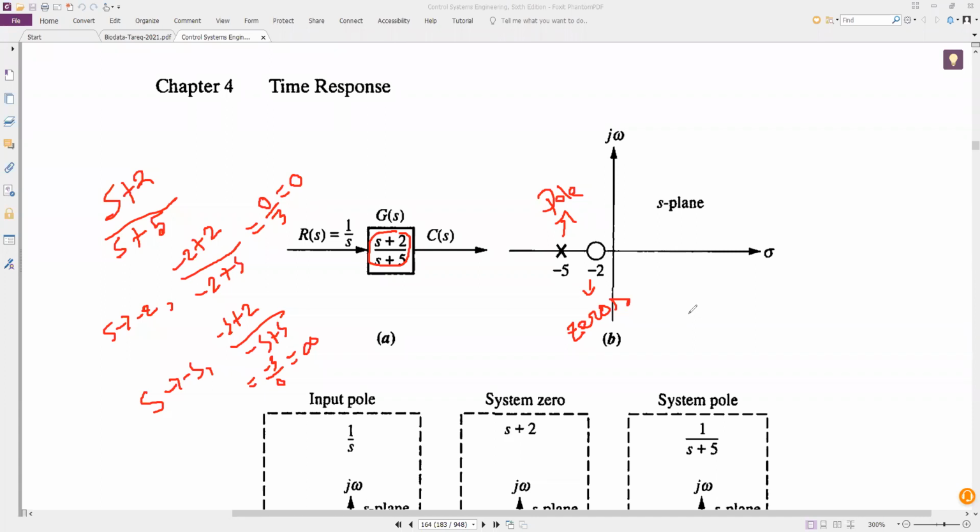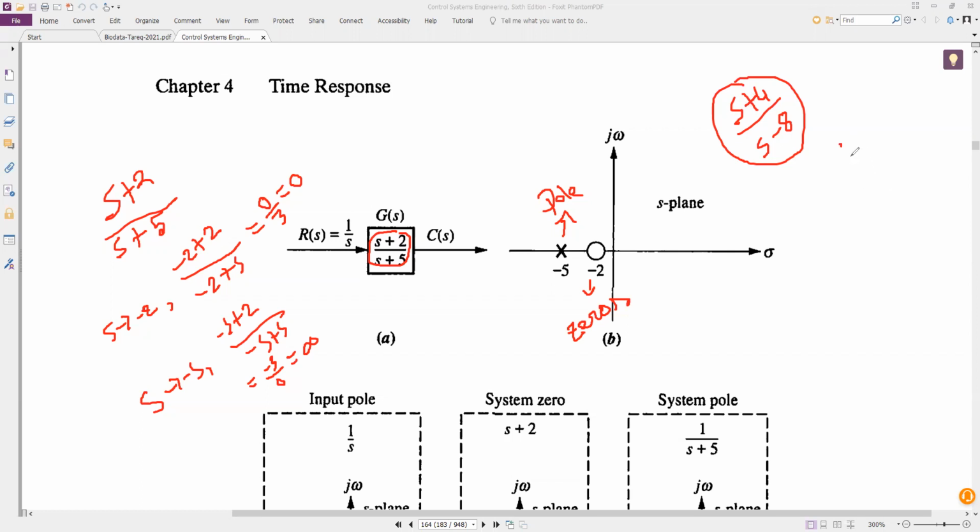Okay. So poles and zeros here. Let me show you another example. Let's say S plus 4 divided by S minus 8. That is your transfer function. So if I ask you to determine the poles and zeros, what would be the poles and what would be the zeros?